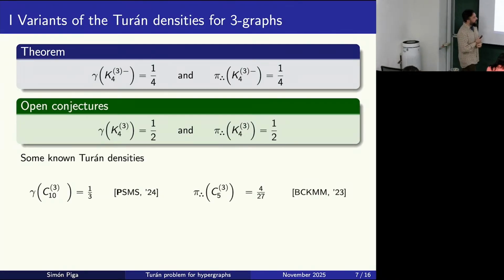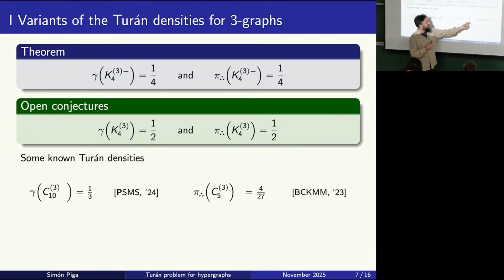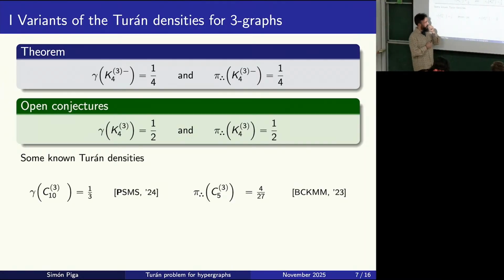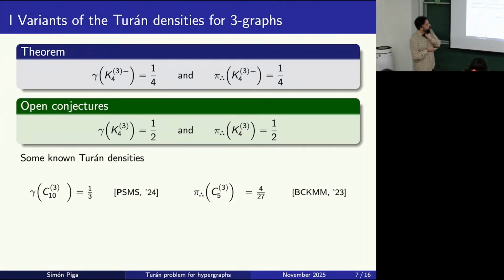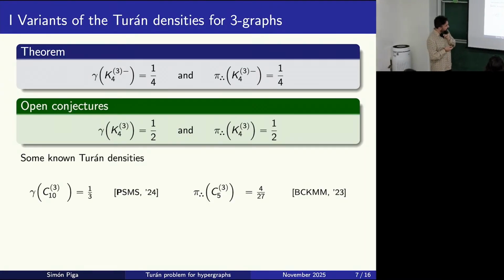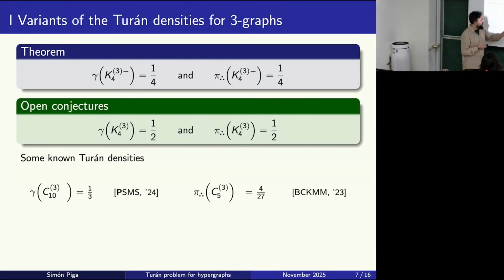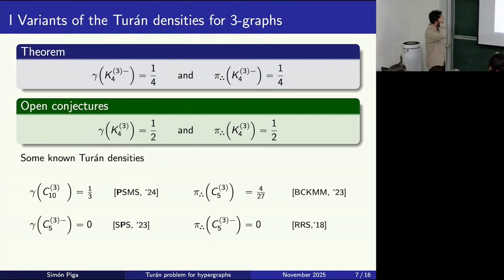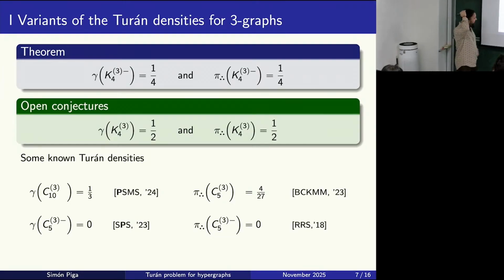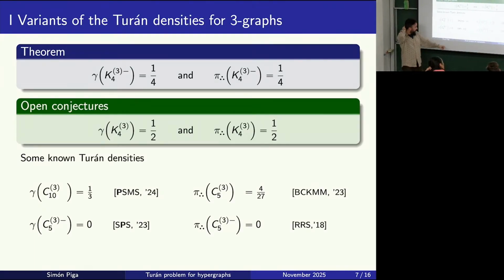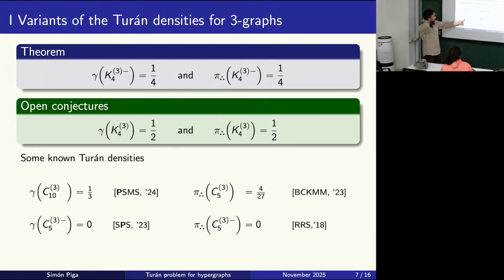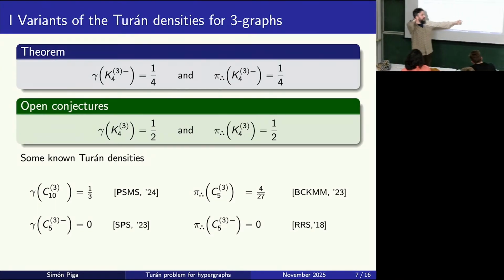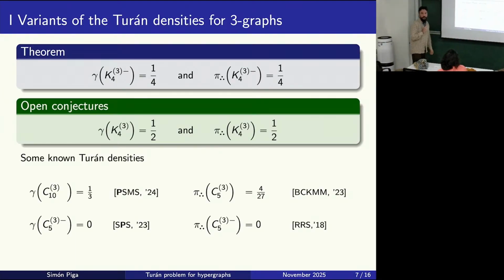For C5 and the quasi-random Turán density, we already know the number, and this is known already for some time. So yeah, this is like a very nice result. For cycle minus an edge, we also know the numbers. So this is with Sales and Schulke. We know that the Turán density of the cycle minus an edge is 0, and the quasi-random Turán density of the cycle minus an edge is also 0.